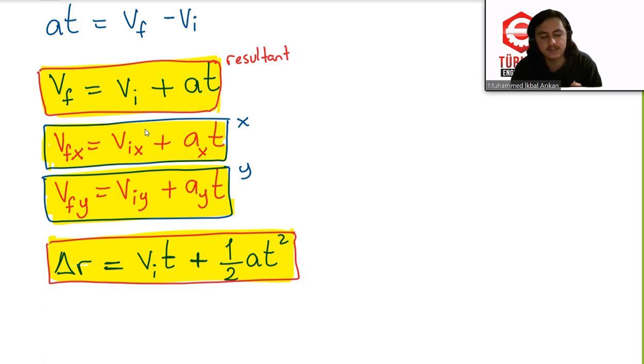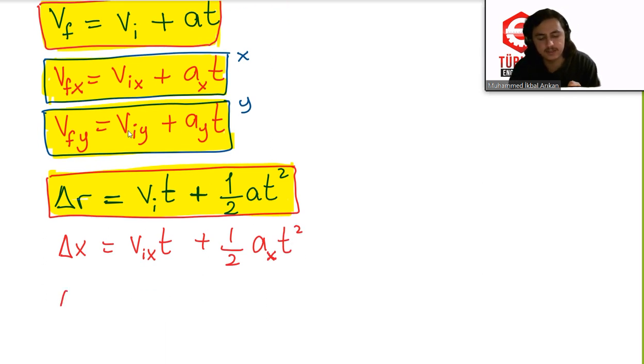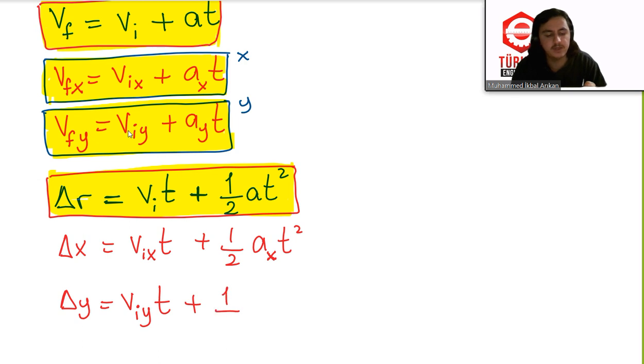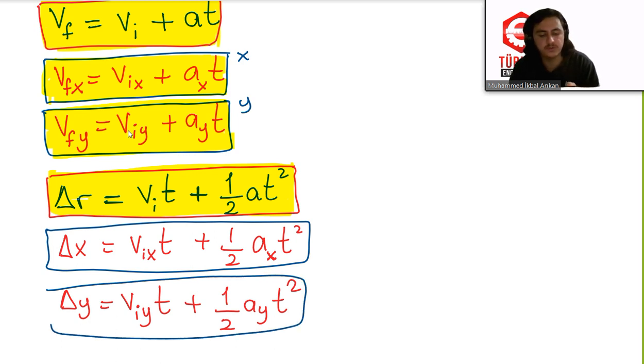What about the x-axis? I will put delta x. This one will be equal to v initial in x times time plus half of acceleration in the x-axis times time squared. What about the y-axis? So delta y, displacement in y, when I have a non-uniform motion, so I have an acceleration, will be equal to this one. Just put y values.